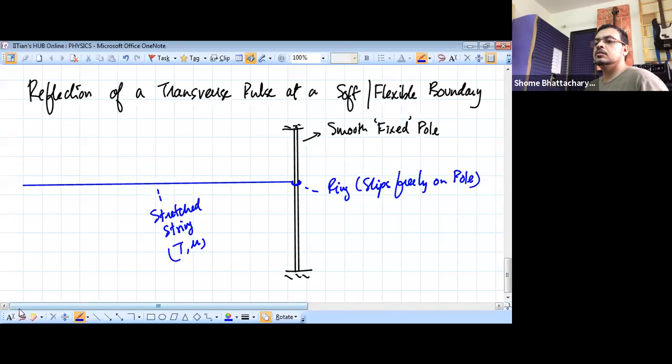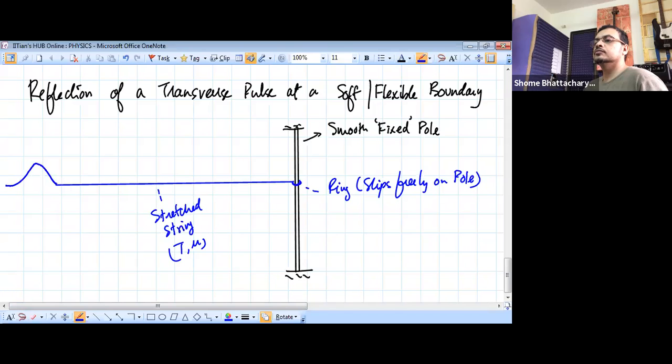And what is happening is, from this end, somebody has created a pulse which is traveling along this direction, speed V, and it has an amplitude A and a width W.